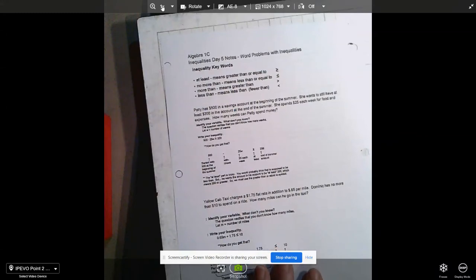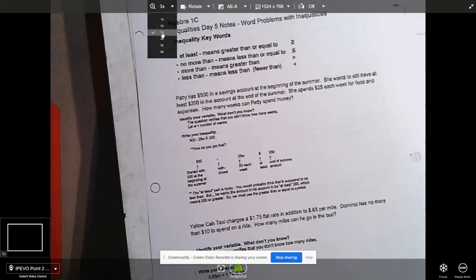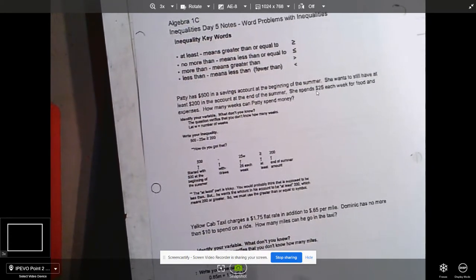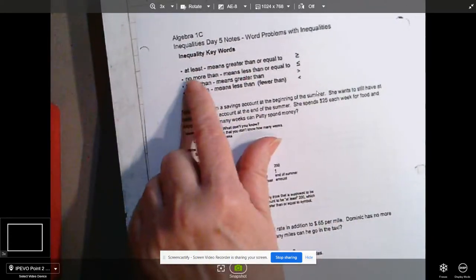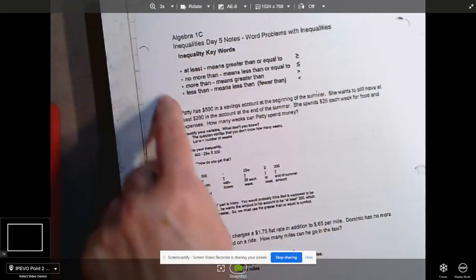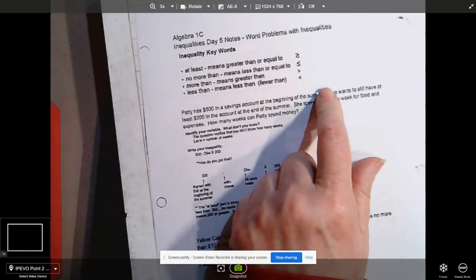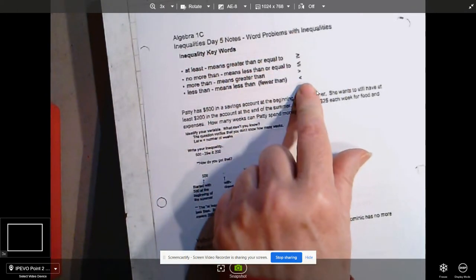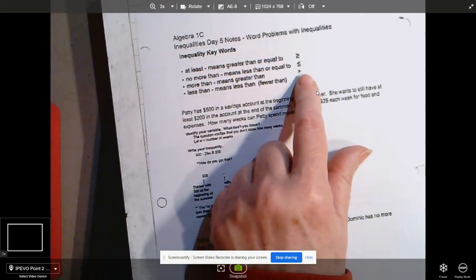All right, so this is day 5 notes, and we're talking about word problems with inequalities. So this box right here is very important. Maybe I would put a box around it so that you can find it very quickly in your notes. But this kind of changes the words and tells you what the mathematical symbol would be.